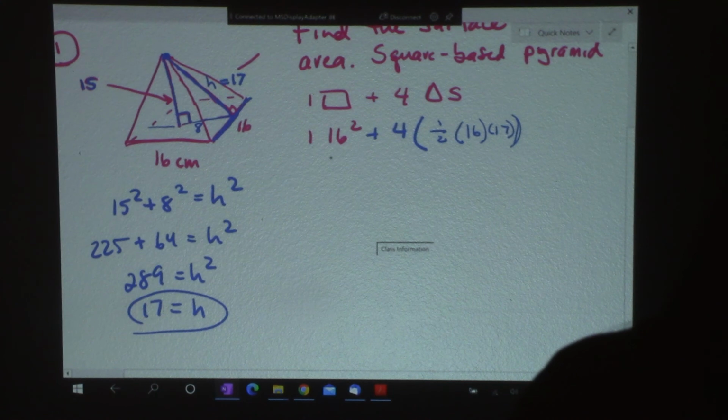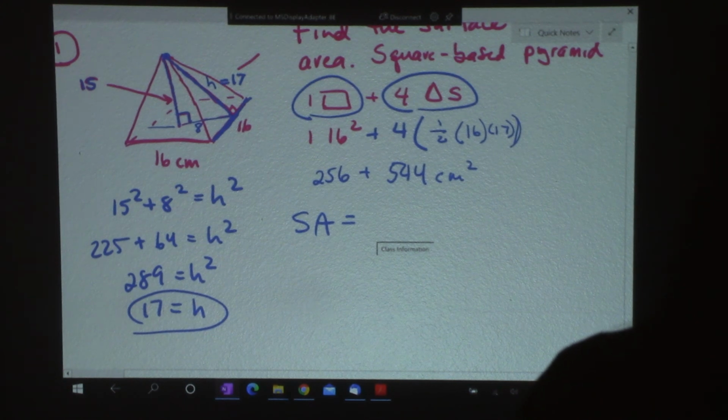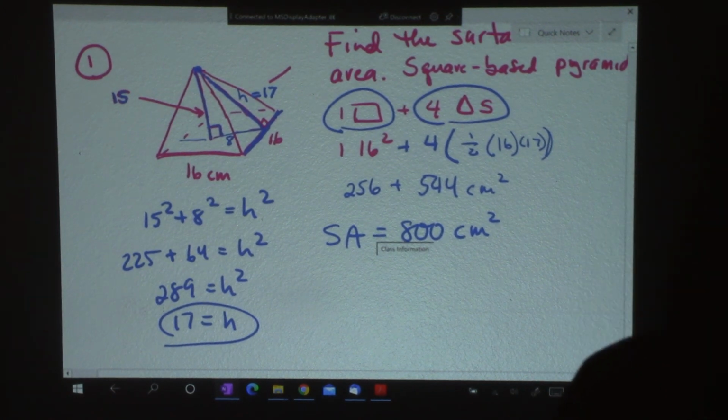So 16 squared is 256. And then when I work this out, I have 4 times 1/2 is 2, times 16 is 32, times 17, and I get 544. All right, and this is all centimeters squared. So my surface area is going to be the total of the base plus the 4 triangles, and I get 800 centimeters squared. Okay? So that's how I do number 1, a square-based pyramid.